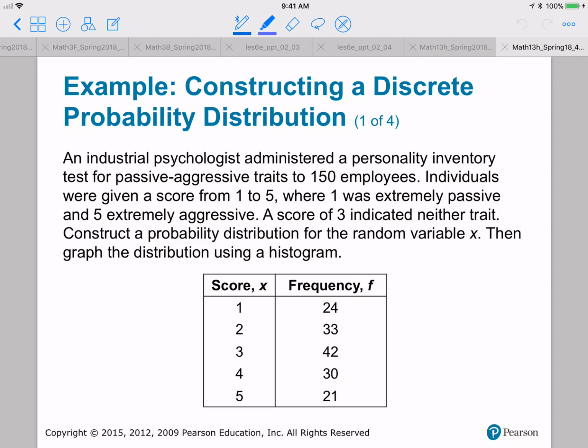Okay, so let's do some practice here. So, this is an example. We're going to construct a discrete probability distribution. So, go ahead and read this example.